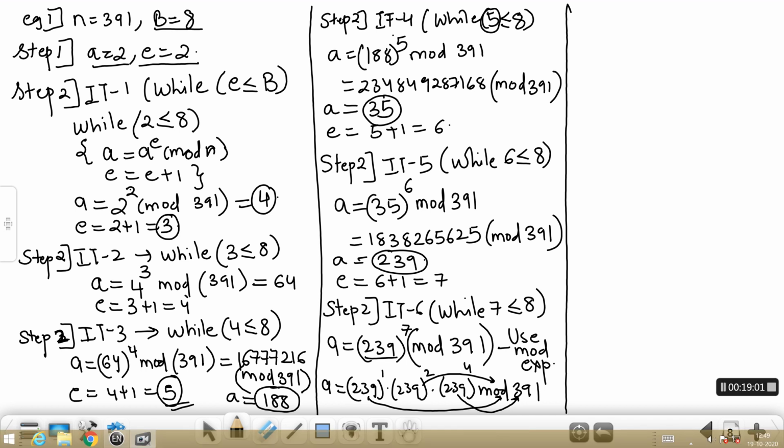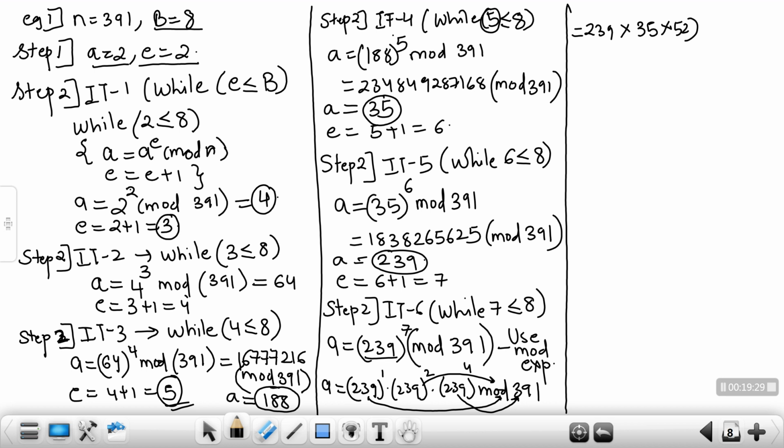So therefore when we do 239 mod of 391, a smaller number mod a greater number will always remain as 239 only. Then 239 square mod of 391 will give you the answer 35. And 239 raised to 4 mod of 391, you will get the answer as 52. So when you get this, you have to do mod of 391 again.